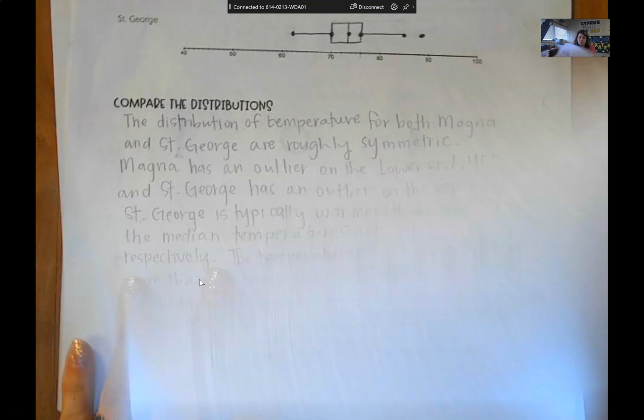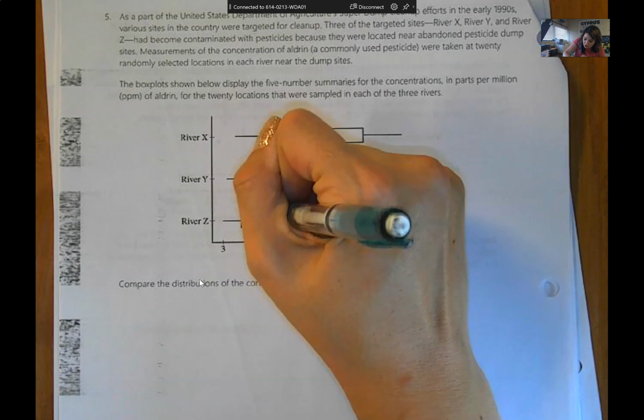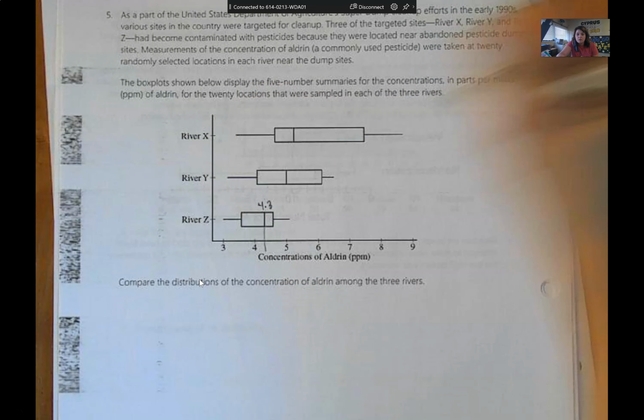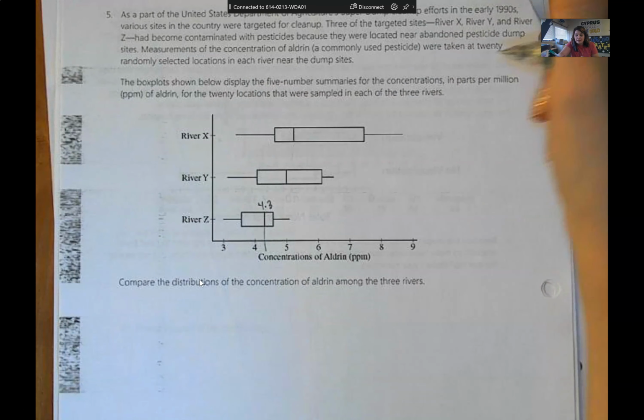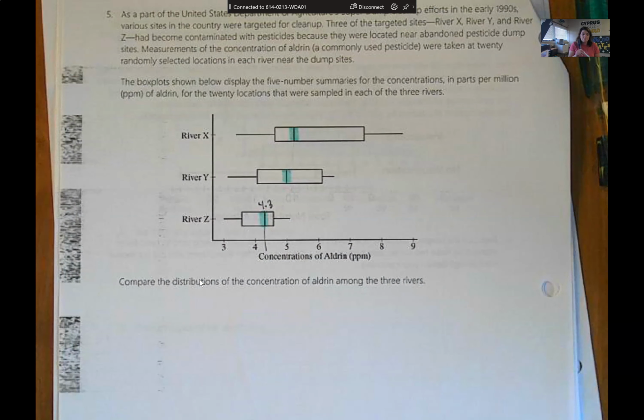Now, one last thing. It might be worth it for you to hang in just one second. On this problem for river X, Y, and Z, these concentrations are decimals. So if you want to know the median for river Z, I estimate that that's like 4.3. My recommendation to you on this problem is to estimate the medians only, and then from there just compare what you can see.